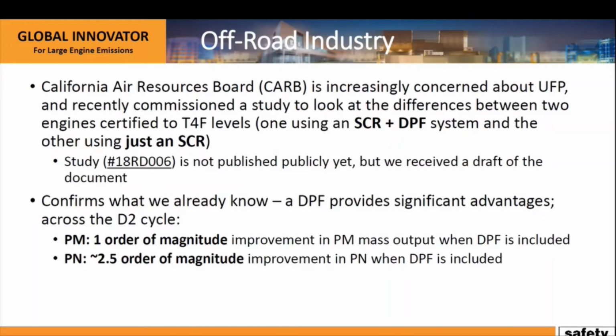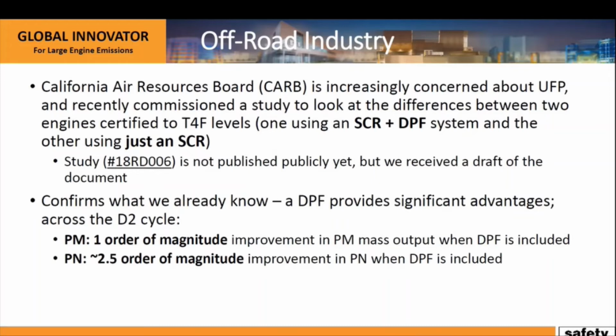There's a study that was done by CARB. It's not published yet, so we're just talking about it because we were given a draft. But briefly, I'm just going to take you through some of the main findings in that study. Basically, they compared a Tier 4F certified engine, which just has an SCR, to one with an SCR and a DPF. I'm not going into a lot of detail here, just mainly the results. They essentially confirm what we already know and were already suggesting, and that's that DPF provides a significant advantage, and it does so across the entire D2 cycle.